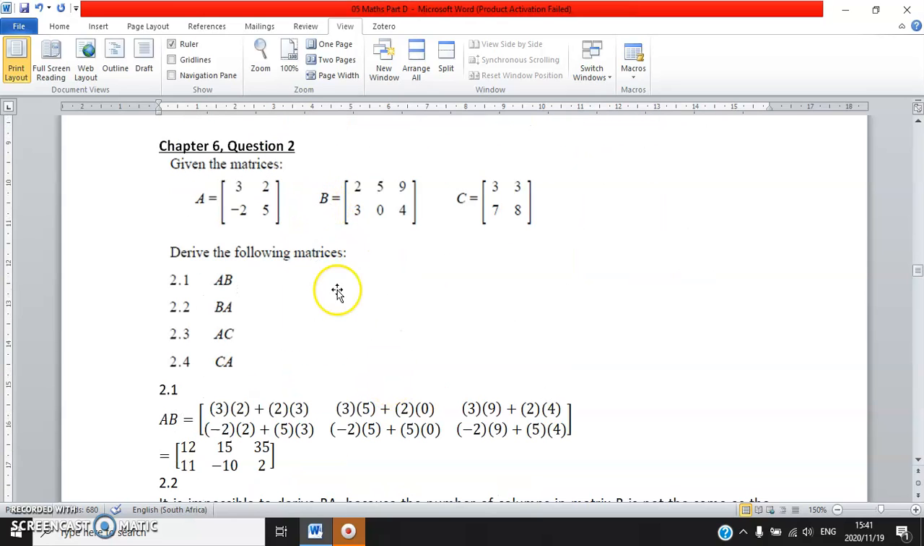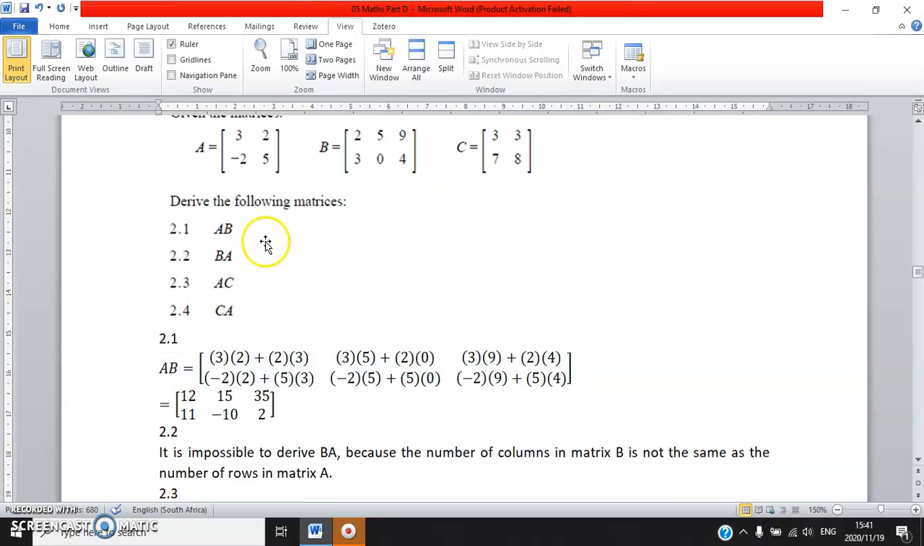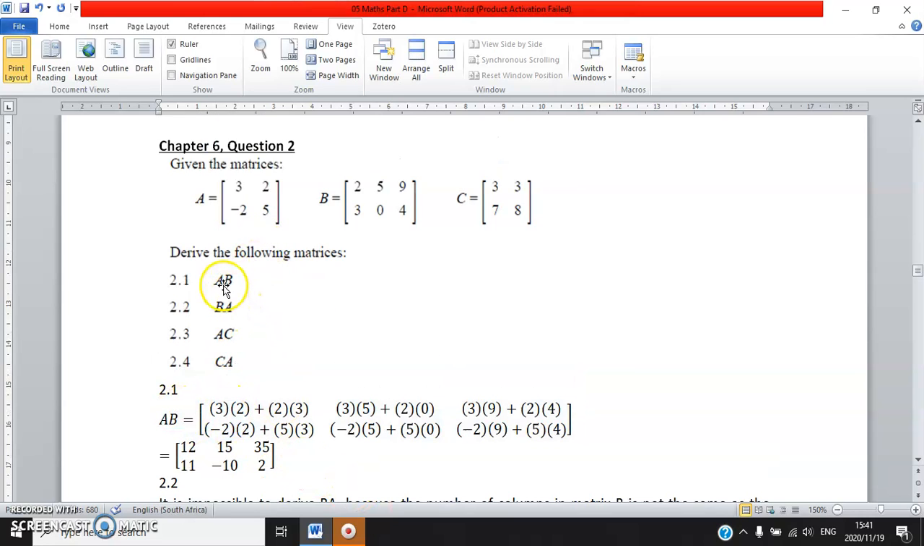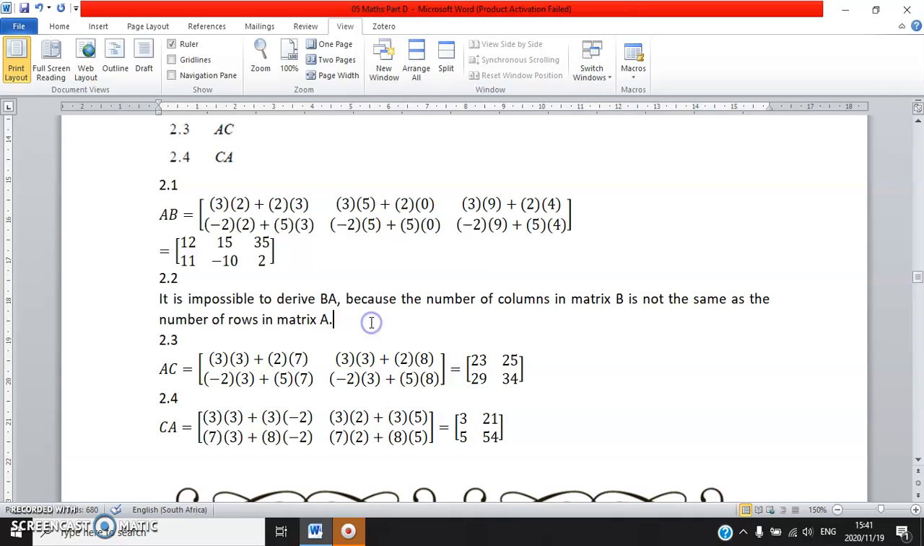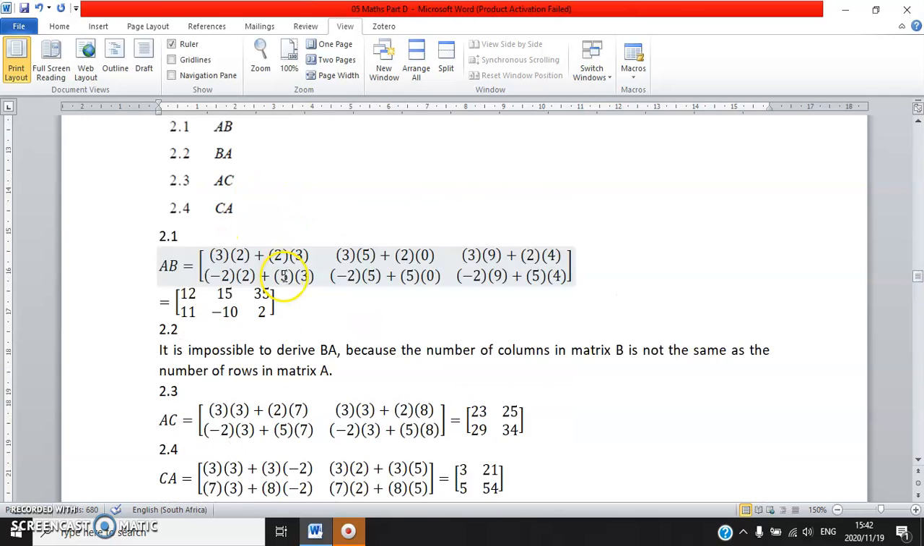And then this question is quite interesting, A, B, and C. I'm not going to go through the answers. Let's see if it is really possible to multiply the two matrices together. A and B, I think it is possible because A is a 2 times 2 matrix and B is a 2 times 3 matrix. So AB is possible because the number of columns in the first matrix, A, 2 columns, is the same as the number of rows in the second matrix, also 2. Okay? And then it is impossible to derive BA, because the number of columns in matrix B, 3 columns, is not the same as the number of rows in matrix A, which is 2.